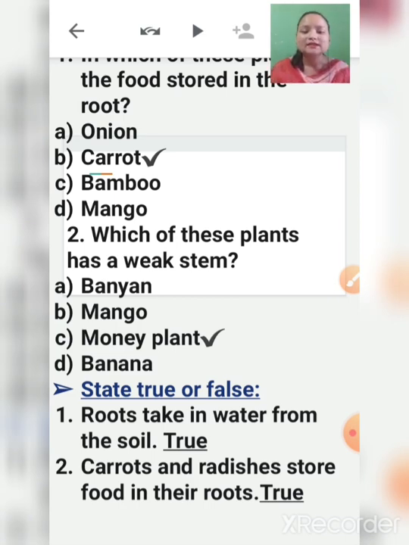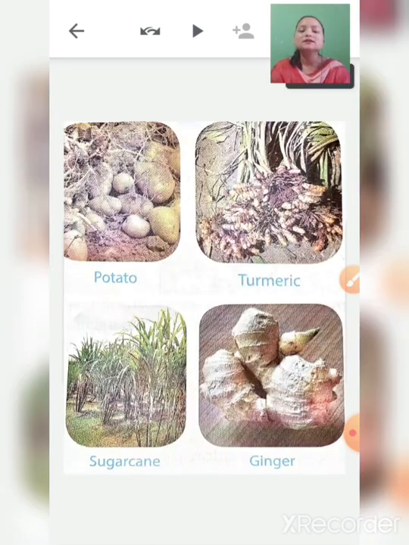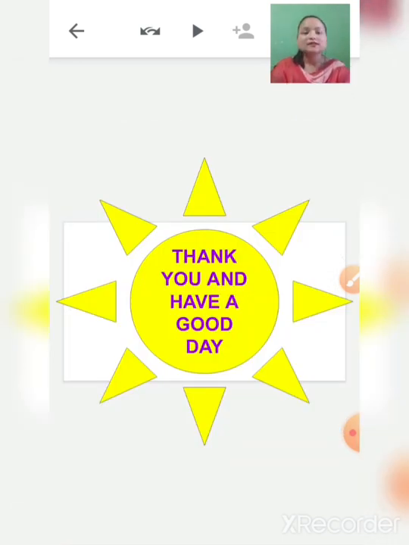Second, carrots and radishes store food in their roots. True, right? Carrot and radish store food in their roots, whereas sugarcane, potato, turmeric and ginger store food where, children? In the stem. In the stem.